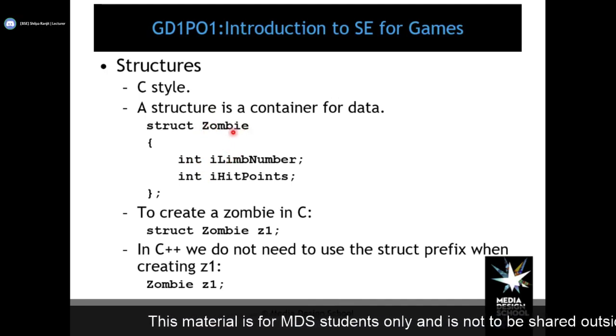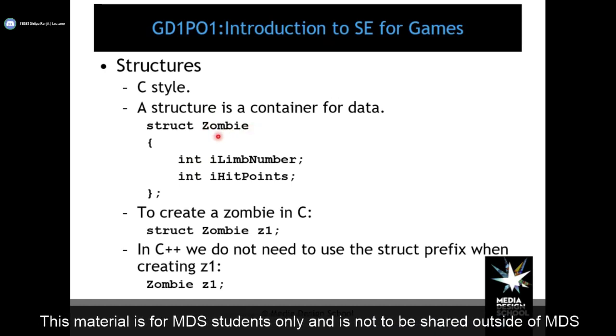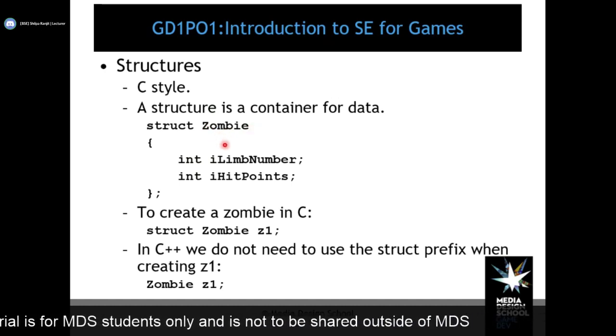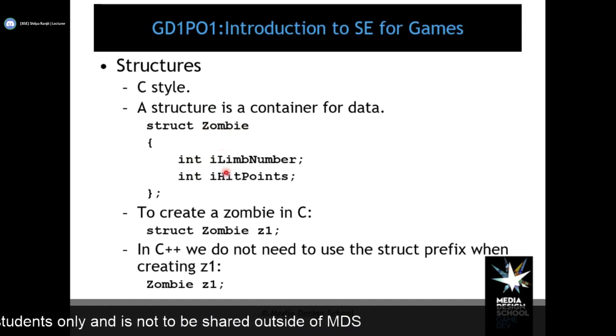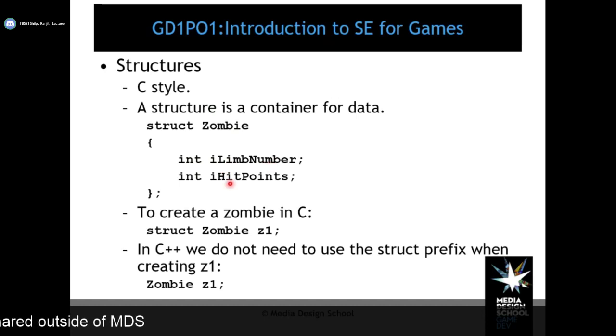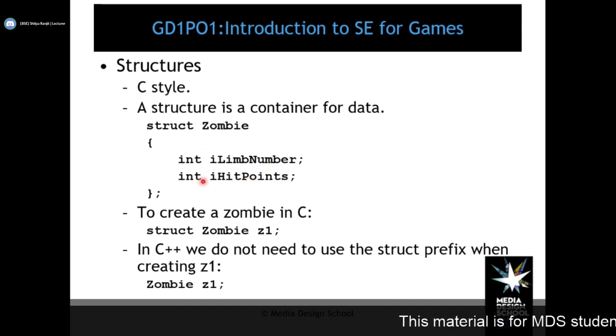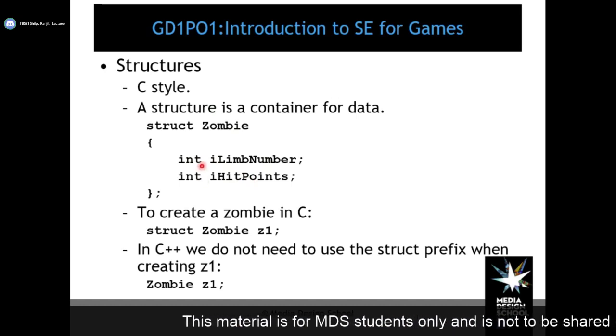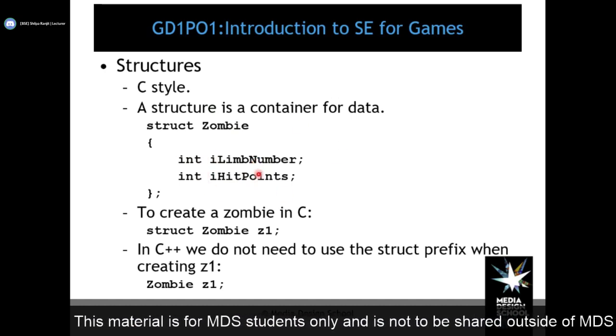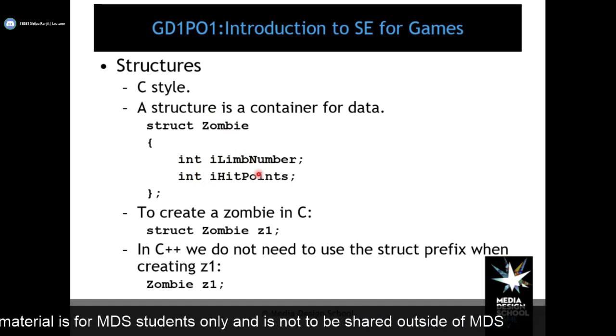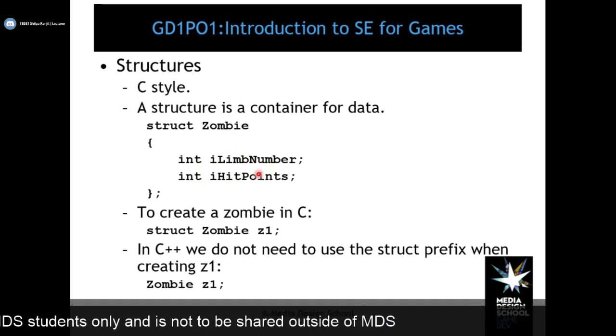That's relevant to the structure name. So say you've got something like a struct zombie. I don't know if this is meaningful. It has how many limbs it has, the limb number, and how many points it has been hit, the hit points, and so on. So here we've got two integer data. Maybe you can have another data called, say, char human name, the name of the human before it became a zombie.